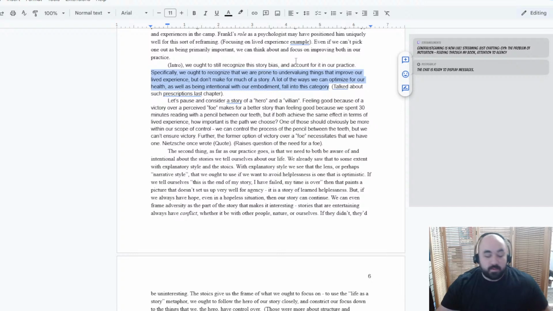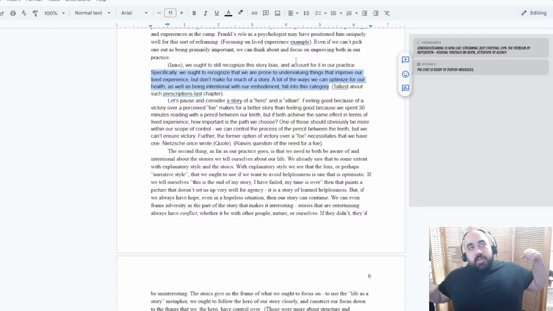Stuff like taking a multivitamin is not particularly sexy. Going on walks is not particularly sexy. It doesn't make for a good story. Taking a multivitamin to me is like the best example because the effort is so close to zero.